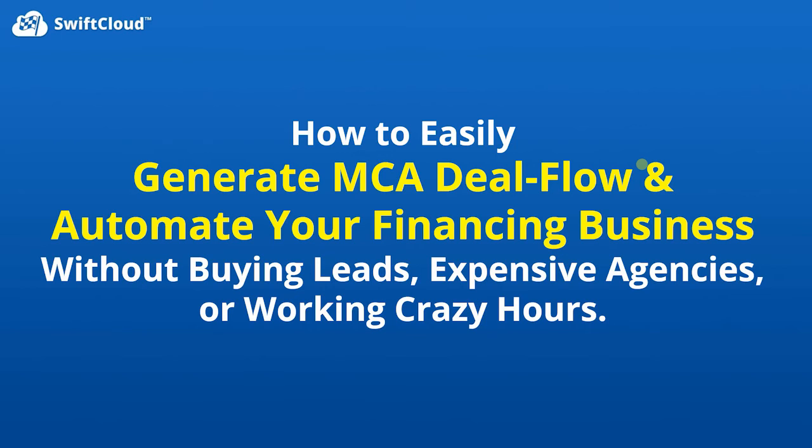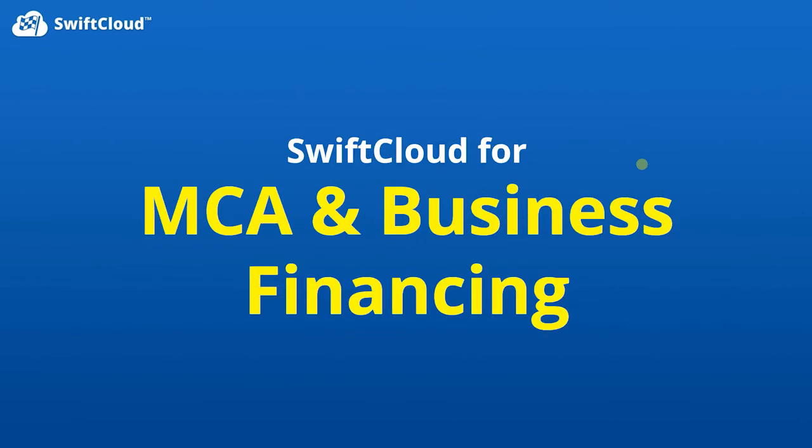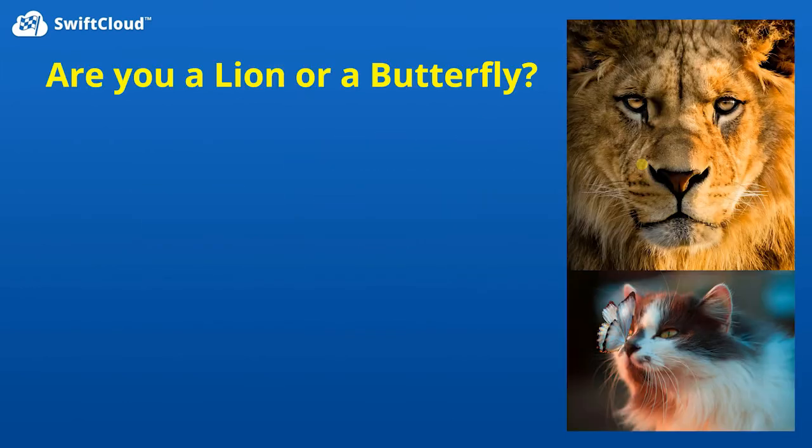But here's what we're going to cover. We're going to cover how to easily generate MCA, merchant cash advance, but that also means business financing, equipment leasing, SBA loans, right? Any kind of business financing, factoring, whatever you're into. How to generate MCA and business financing deal flow, and automate your financing business without buying leads, expensive agencies, or working crazy hours. Just to make sure you're in the right place, this is SwiftCloud for MCA business financing.